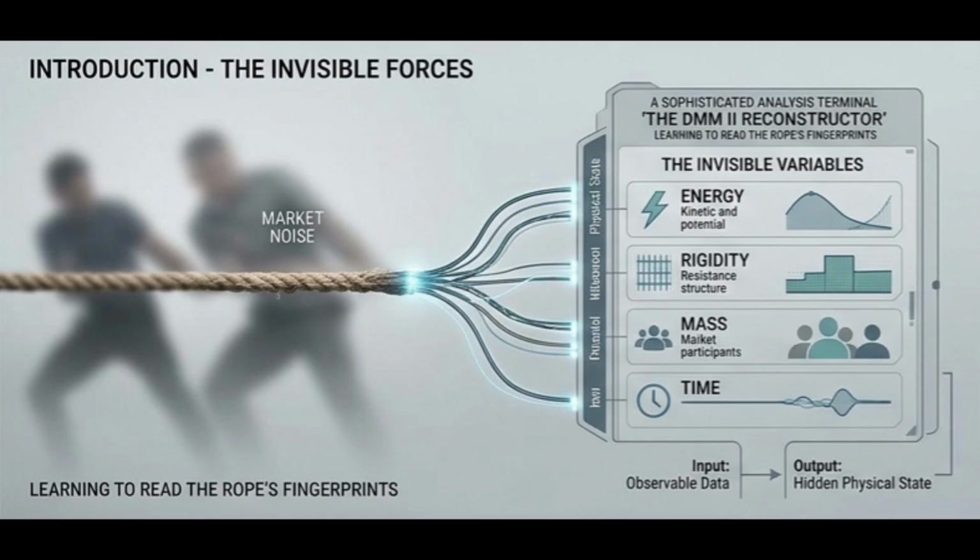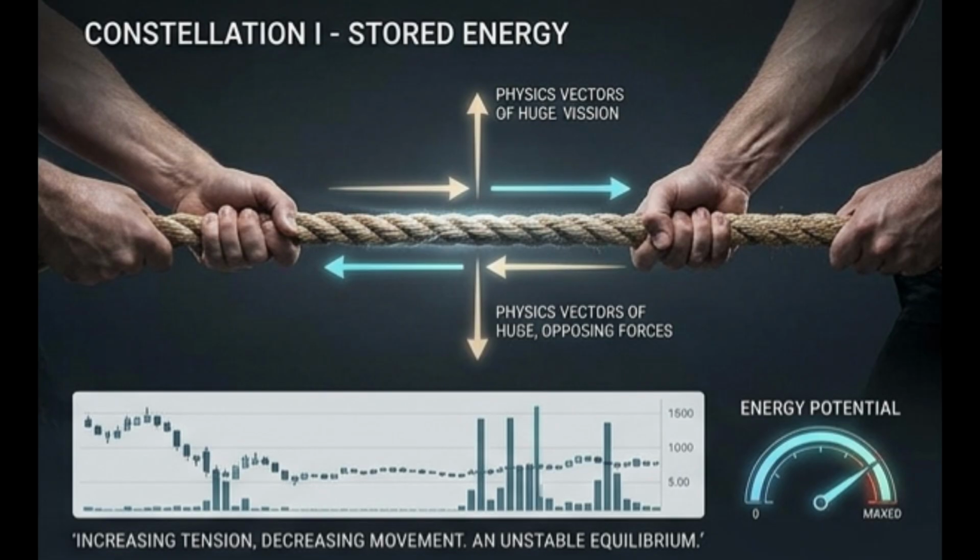Every observable behavior is a constellation. A constellation is not one signal. It is the combination of several observations that together describe the current physical state of the system. Constellation 1. Stored energy. Imagine the rope hardly moves. Both teams continue pulling. The tension keeps increasing. Neither side gains ground. At first glance, nothing appears to happen. In reality, everything is happening.